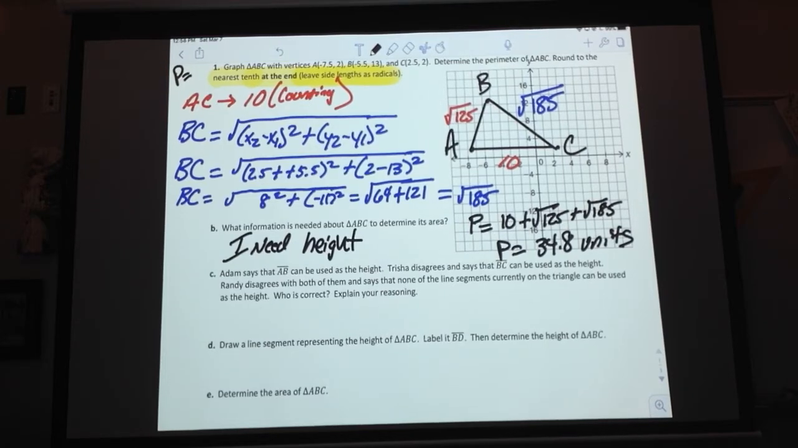Now, it also says that Adam says that line segment AB can be used as the height. Tricia disagrees and says that BC can be used as the height. Randy disagrees with both of them and says that none of the line segments currently on the triangle can be used as the height. Who is correct? And explain your reasoning. Well, Randy is.